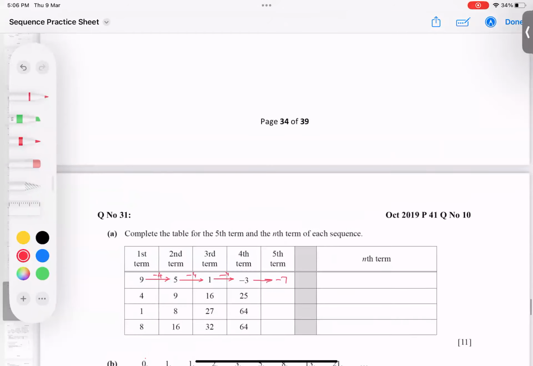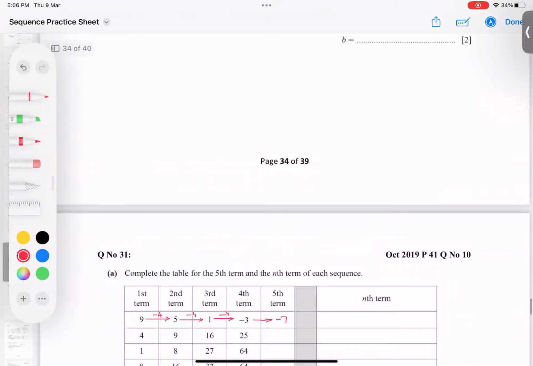So let's start with the nth term. I'm doing it at the top here. The a value is 9. The common difference is minus 4. Tn equals a plus n minus 1 times d. A is 9, keep it as it is. D is minus 4. There is a chance of algebraic mistakes, so be careful.